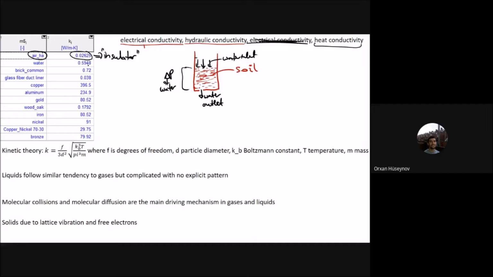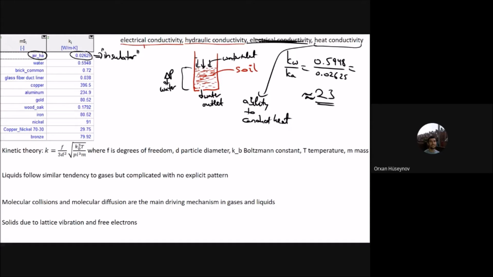Water is 0.59. It is approximately 0.6. You can see the ratio between air and water. If you divide the conductivity of water by the conductivity of air, it is 0.5948 over 0.02623. You see that it is a very large number. The conductivity of water, so this ability to conduct heat.